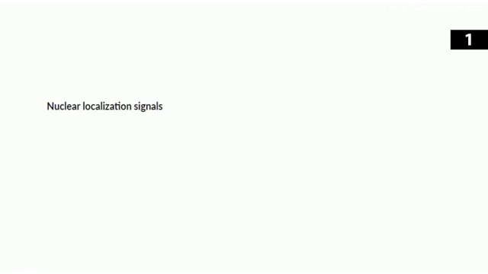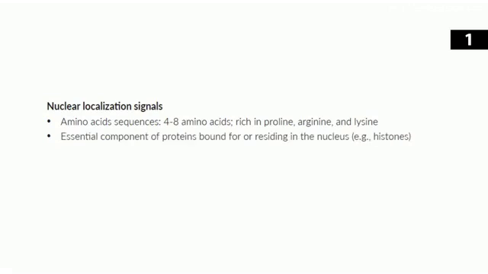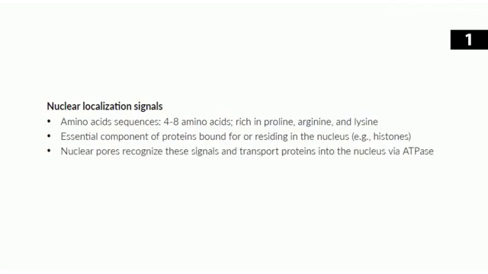The nuclear localization signal is a specific sequence of amino acids consisting of 4 to 8 amino acids. It's rich in the amino acids proline, arginine, and lysine because these are more positively charged amino acids, which allows them to bind more readily to the negatively charged DNA. These nuclear localization signals are present on proteins that are headed for the nucleus, like histones, because the proteins are synthesized in the cytoplasm and then transported to the nucleus. The nuclear pores recognize these signals and allow the proteins to enter the nucleus.